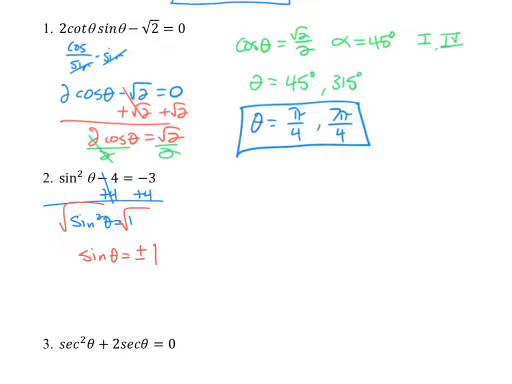So now we need a sine ratio that's plus 1 or minus 1. So where does that happen? That's when we have a y value, sine is a y value of 1.